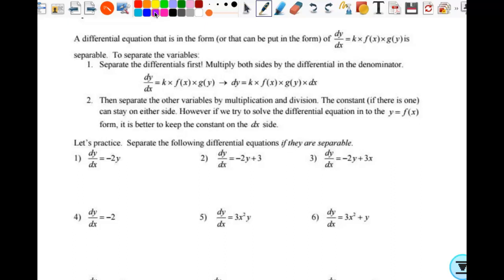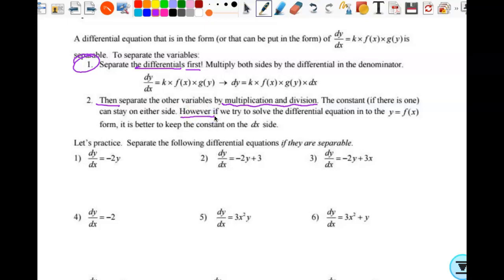So here are your steps. Step 1, separate the differentials first. Meaning, if you have dy/dx, whatever's in the denominator, that's what you start multiplying both sides by. So you have the y on the right, the x on the left, and whatever else is on the right, and we try and move it over. So then we separate the other variables by multiplication and division, right? The constant, if there is one, there's going to be that -2, whatever. It can stay on either side.